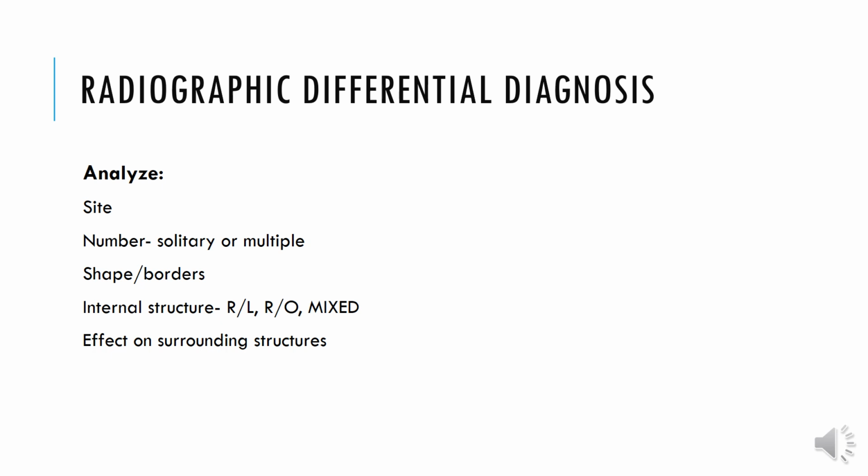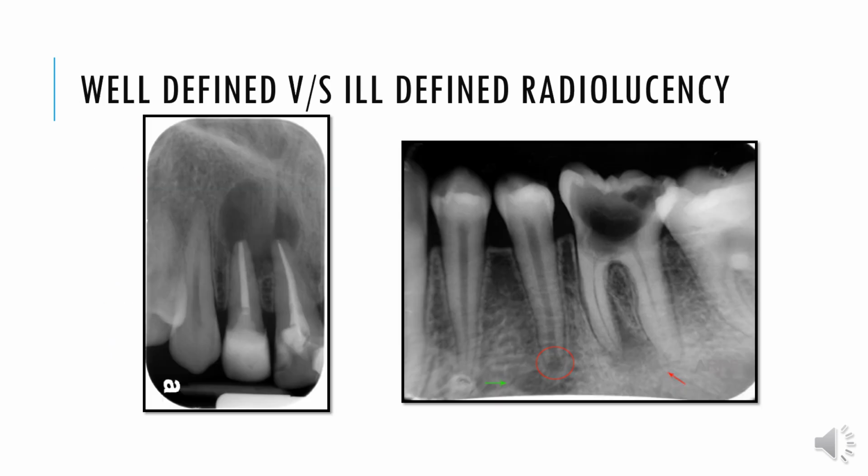So what do you analyze when it comes to radiographic differential diagnosis? The site, the number, whether you're looking at a solitary lesion or multiple lesions. Shape and borders give a very big clue as to what type of lesion you're looking at. Internal structures, whether it's completely radiolucent, completely radio-opaque, or mixed. And again, what has it done to the structure surrounding it? So these are some of the important things that you keep in mind when you're analyzing any radiographic lesion.